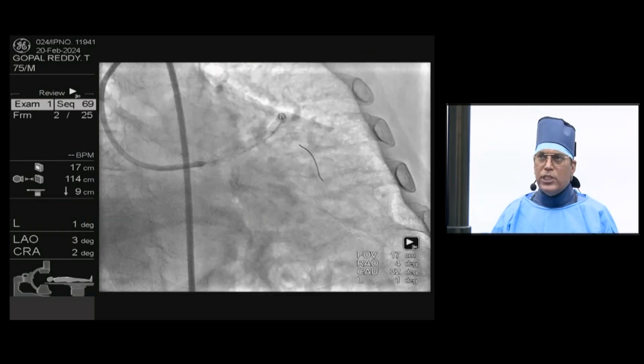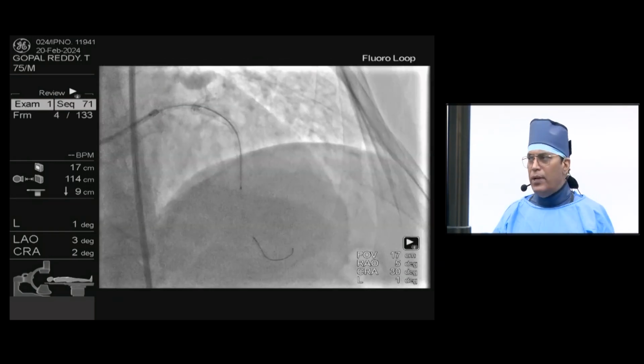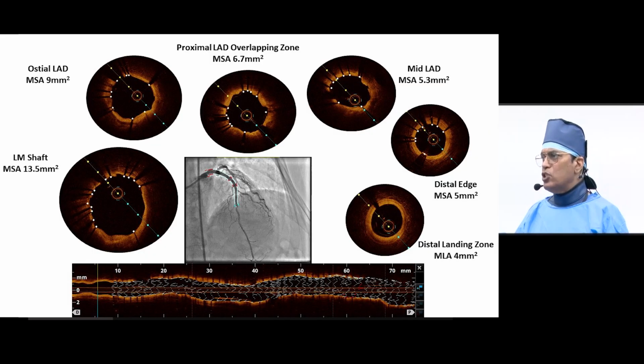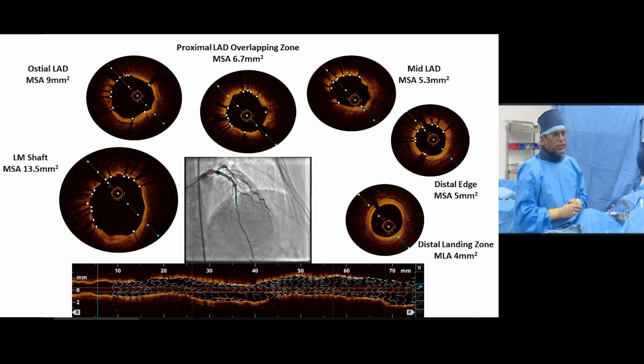Again, the OCT image showed a nicely expanded stent, including the left main area. We got almost 13 square mm. LAD ostium before the procedure was almost 2.4 square mm. That means a very, very tight lesion. And post stent, the LAD ostial area we got was 9 square mm. It's a very good area, and everywhere the entire stent area showed more than 5 square mm.